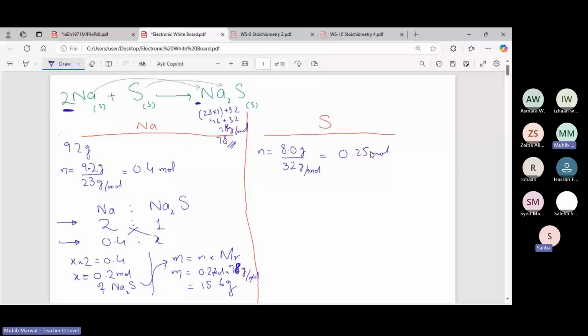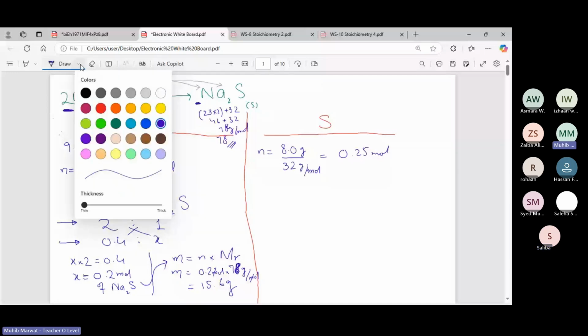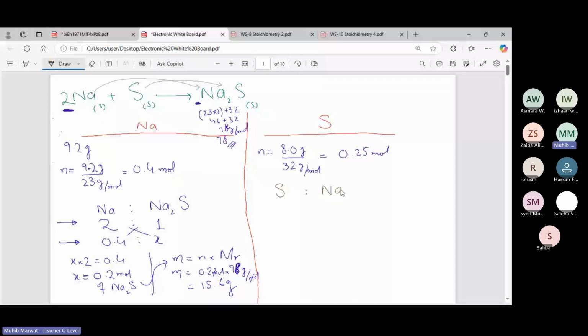Excellent. Thank you. Now, again, we are going to compare sulfur with sodium sulfide, right? We know that according to the balanced chemical equation, 1 mole of sulfur reacts with sodium to form 1 mole of sodium sulfide. So of course, 0.25 moles of sulfur will react with sodium to form the same number of moles, okay, of sodium sulfide.